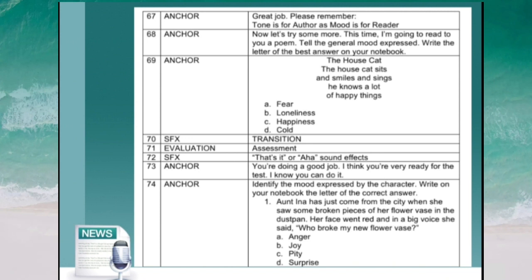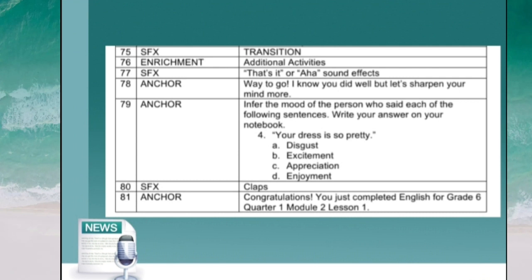Assessment. You're doing a good job. I think you're very ready for the test. I know you can do it. Identify the mood expressed by the character. Write on your notebook the letter of the correct answer. 1. Aunt Ina has just come from the city when she saw some broken pieces of her flower vase in the dustpan. Her face went red and in a big voice she said, "Who broke my new flower vase?" A. Anger. B. Joy. C. Pity. D. Surprise.